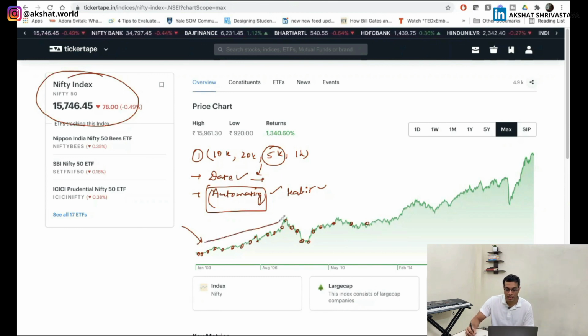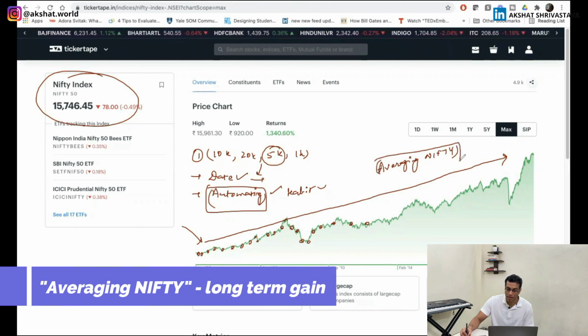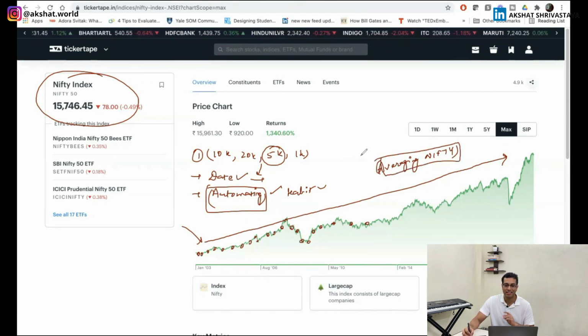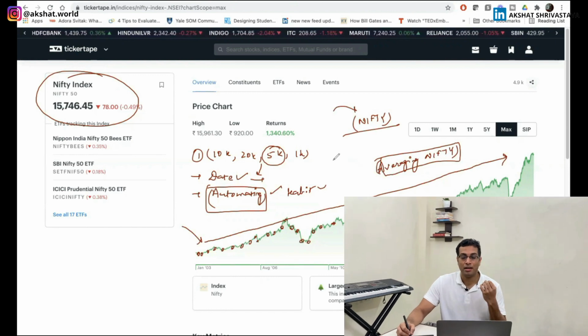So in the long term, what is happening is that this Nifty 50 is actually going up, right? So what are you doing? You are actually averaging Nifty. So in the long term, your money will increase, and it will mirror what? It will mirror Nifty returns. If you are doing rupee cost averaging in Nifty, it will mirror Nifty returns.